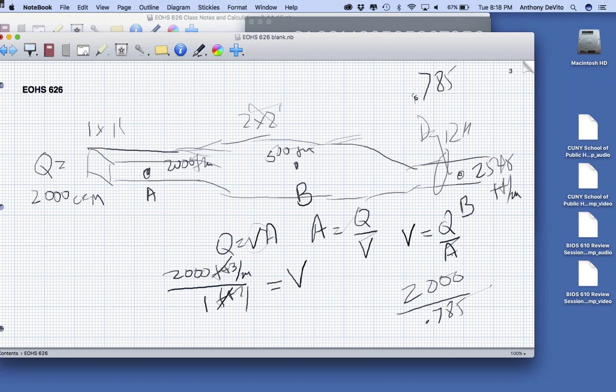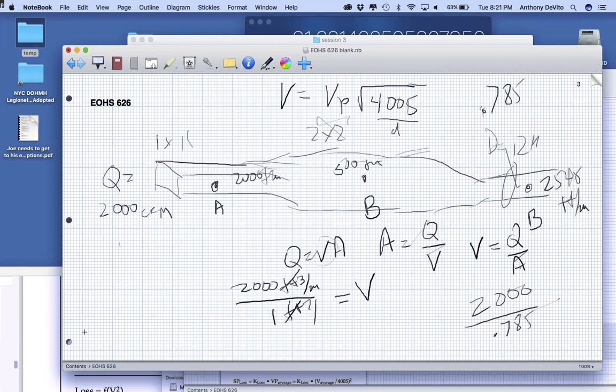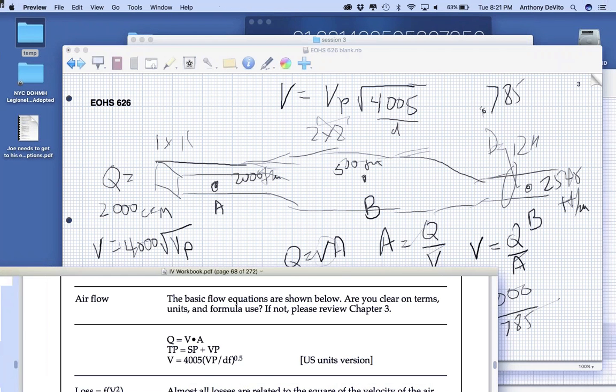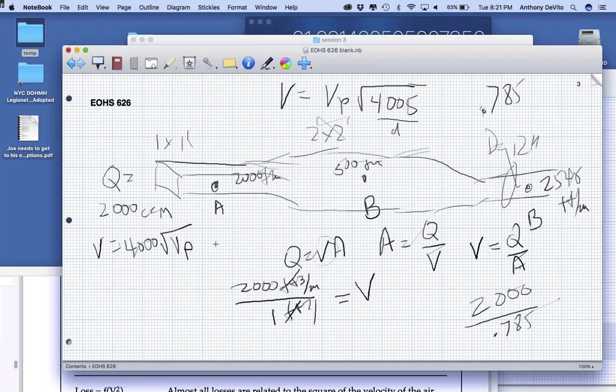So we have a formula that we learned previously: V is equal to 4,005 times the square root of the velocity pressure. Okay? All right. That's good. 4,005 times the square root of the velocity pressure. Now, in order to measure the velocity, I want to know what the velocity pressure is. The velocity pressure is in inches for our units, and the result, the velocity, is going to be in feet per minute.